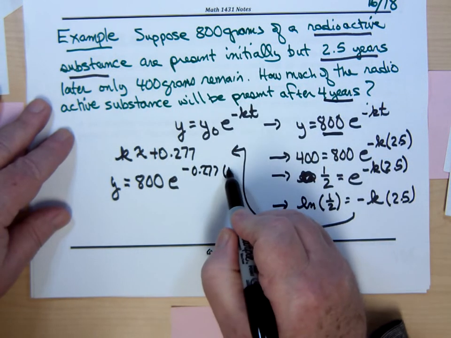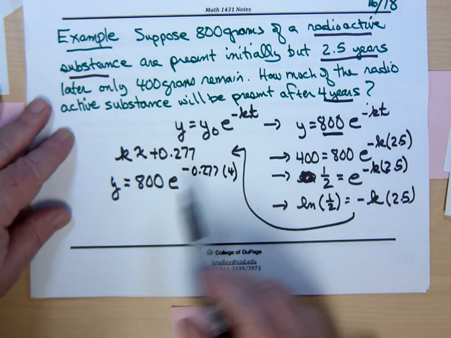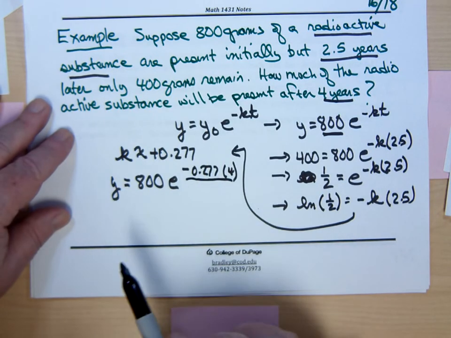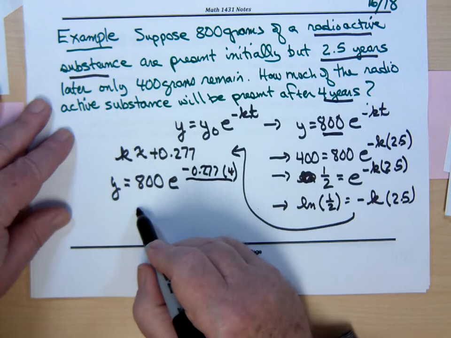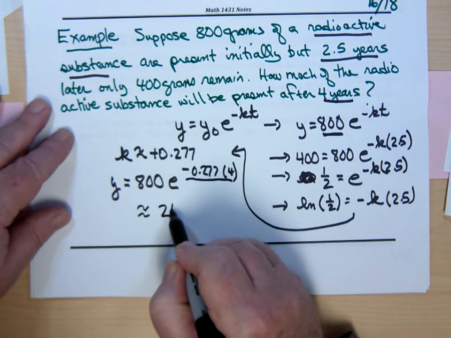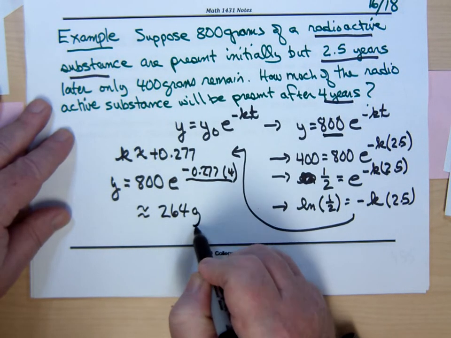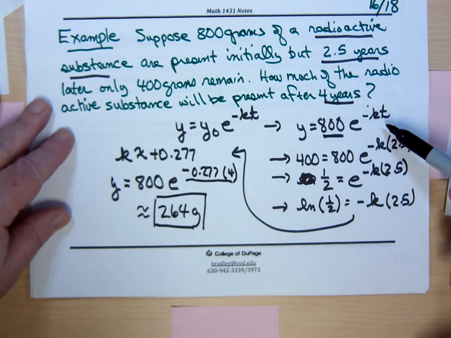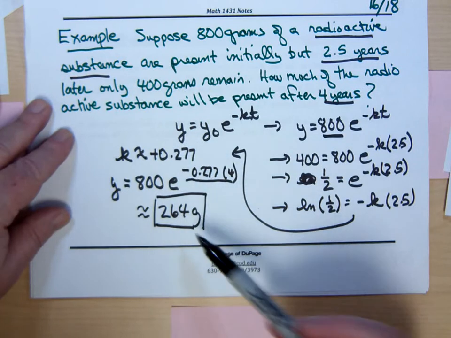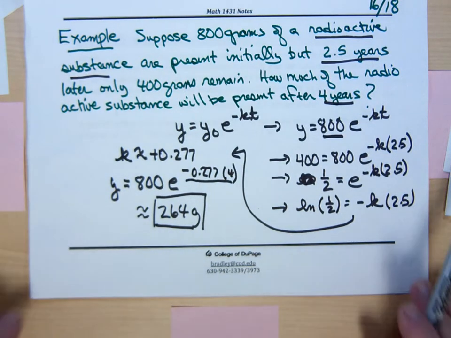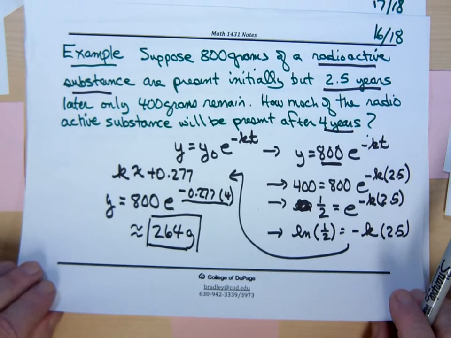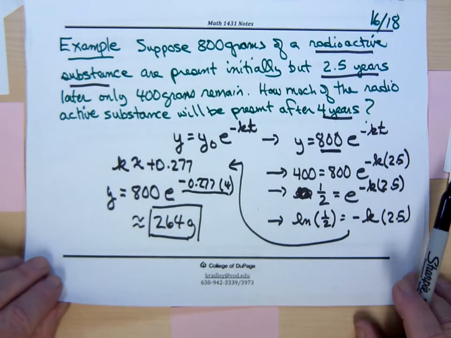So this is just a calculator problem. You plug these numbers into your calculator. This is the whole exponent, and you're going to find that there is approximately 264 grams present after 4 years. So we had to solve for k first, and then we used that in the balance of the problem. So that is an example of radioactive decay, and we talked a little bit about carbon-14. These numbers were a little tamer than the carbon-14 example.